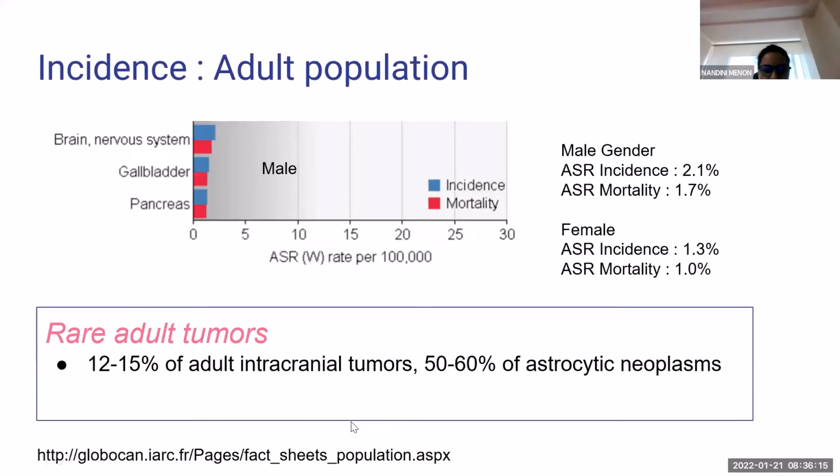So overall, among all the solid tumors, glial tumors are not the most common. They are rare tumors. Amongst adults, 12 to 15% of intracranial tumors are glioblastomas, and of all the astrocytic neoplasms in an adult patient, 50 to 60%, that means if you have a patient who is over the age of 40, about 2/3 of the patients who have a glial tumor, it will be a glioblastoma.